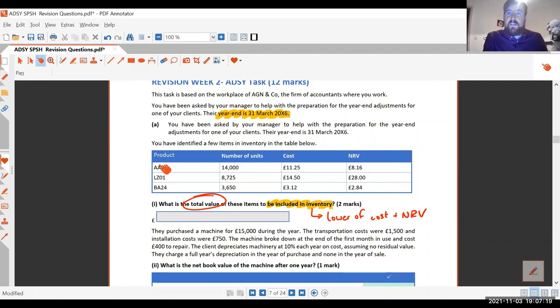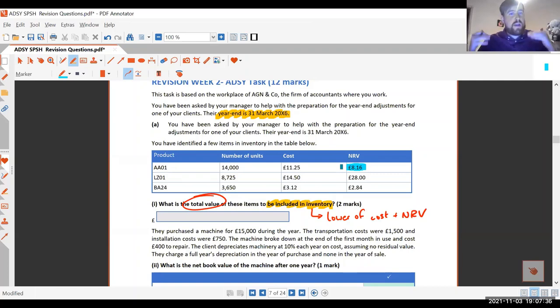Going for NRV, going for £8.16. I like that a lot. Yeah, it's the lower of the two. So we're going to pick out the £8.16. Fantastic. Great stuff in the chat box there. Thanks very much, guys.